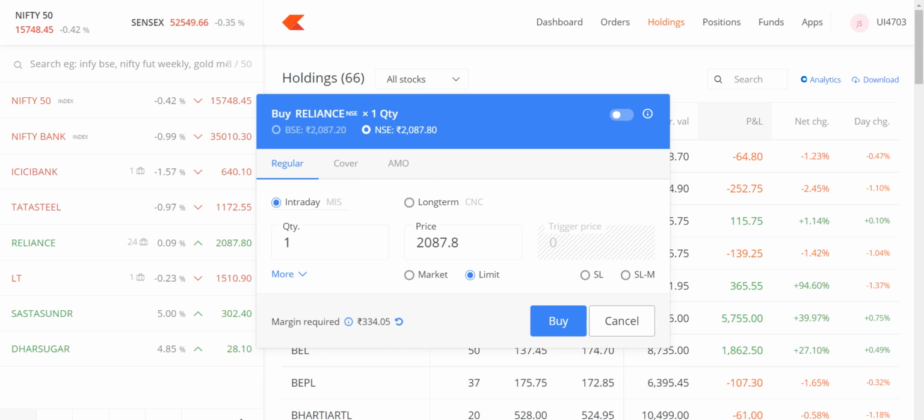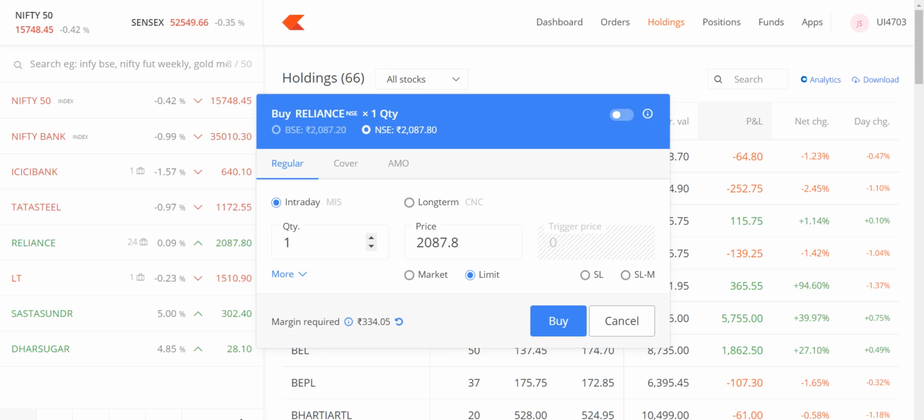Okay, so when we click on intraday, then this particular stock or any stock will be bought on an intraday basis. You can also see that the margin required is 334 rupees, whereas the stock price is 2087.80. So this is basically the margin money which you get while doing the intraday trade. While doing the intraday trade, you have to square off your position before 3:20 in Zerodha. If you do not do it before 3:20, then it automatically gets squared off by Zerodha itself, and they may charge some extra amount of money from you.